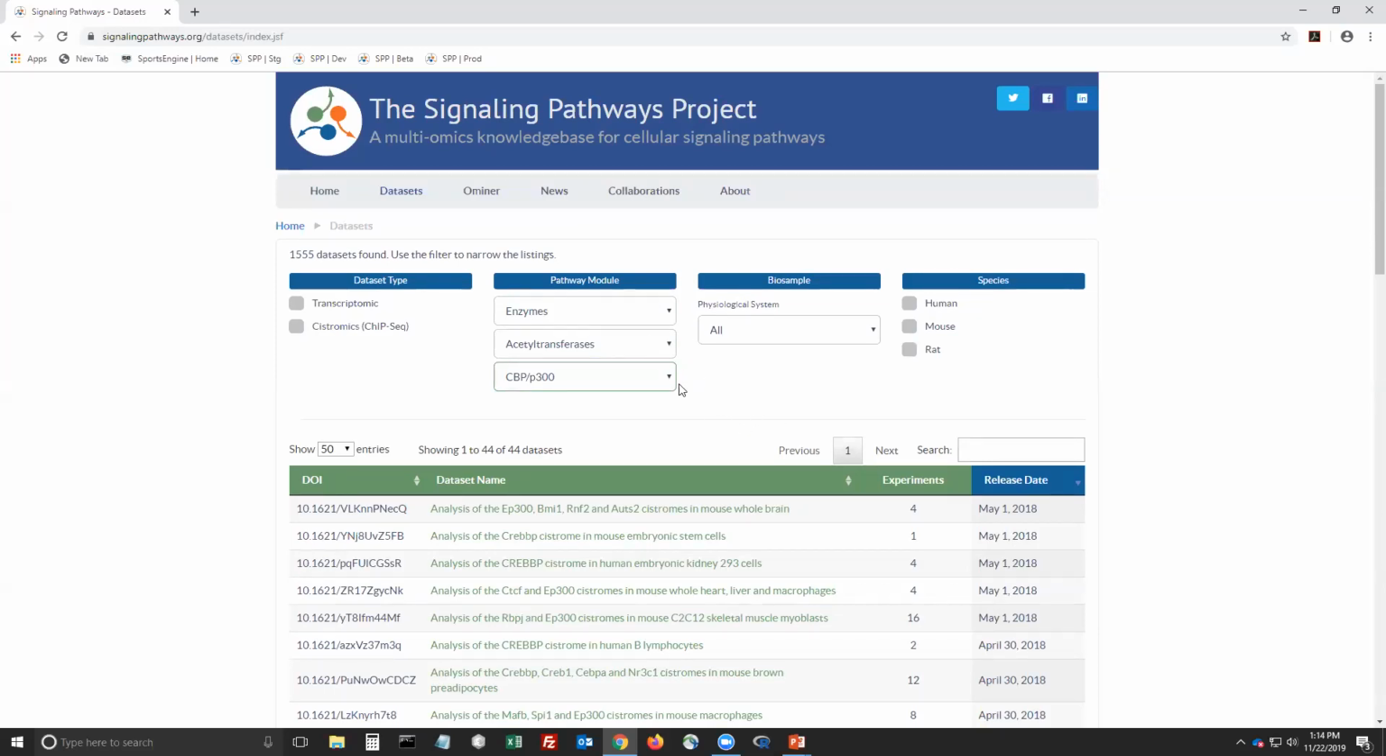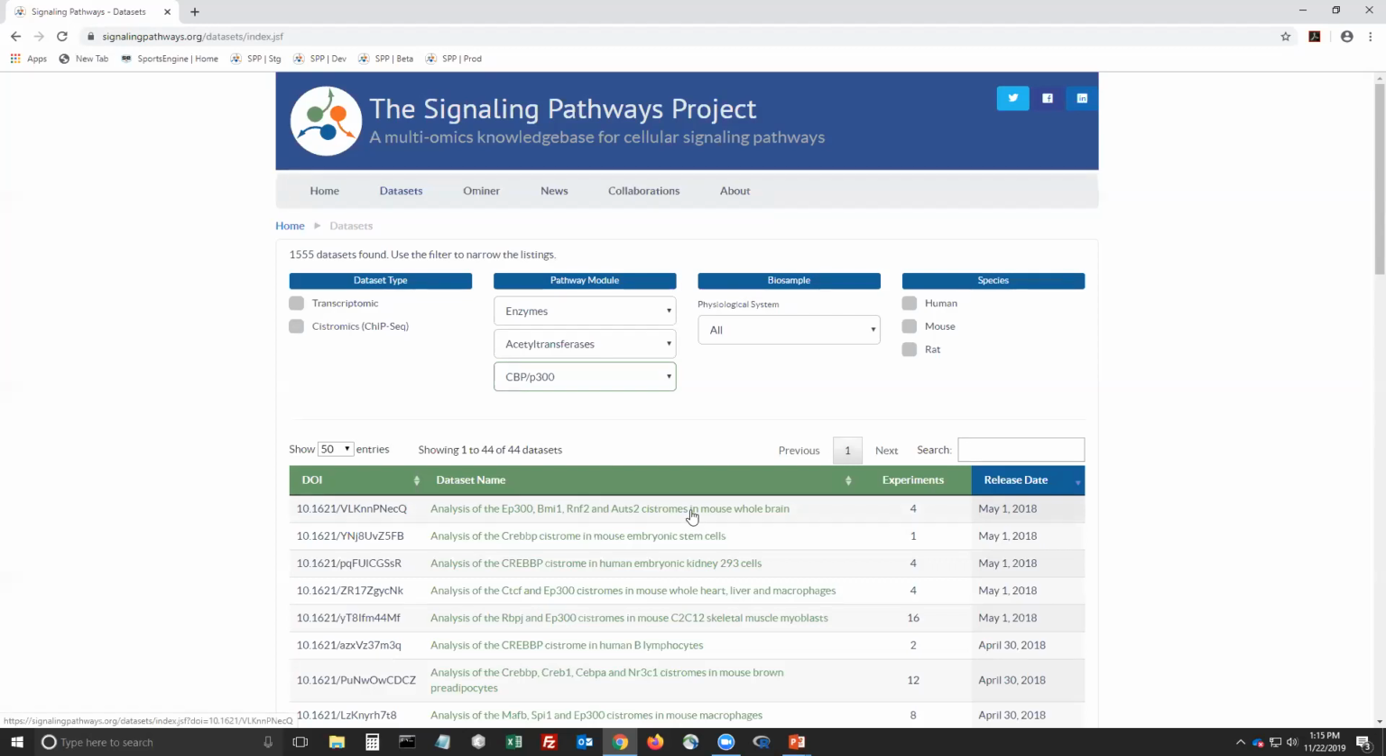And for a variety of reasons, either the data sets don't exist, two, they haven't been archived, or three, we may not have curated them yet. Not all of the node families that you see in these drop-downs will be represented in SPP at any given time.